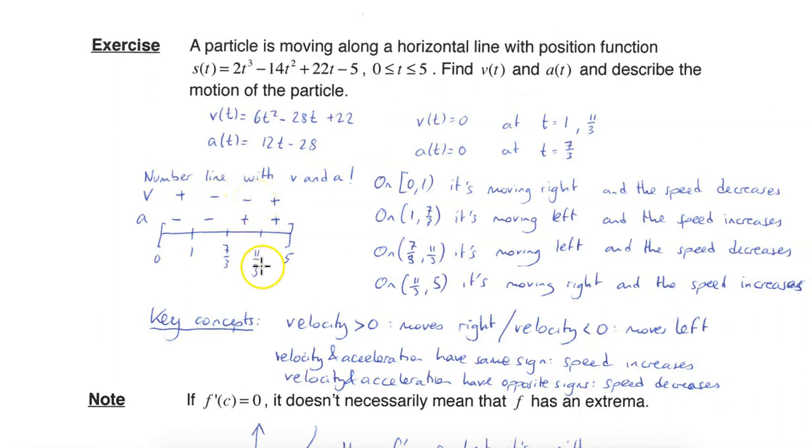And eventually we can choose t equals 4 for the last interval. So 6 times 4 squared minus 28 times 4 plus 22. And if you do it, you will see that it gets a positive. So it's a positive value, so we can add the plus here.